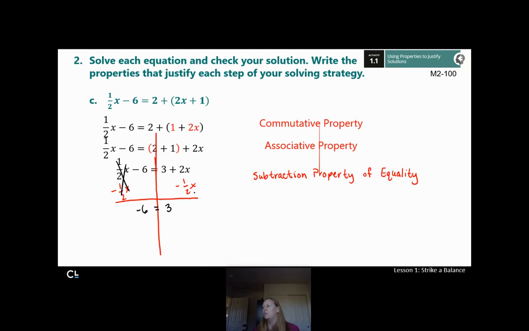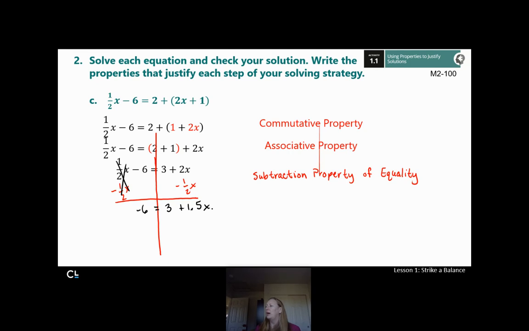2x minus 1/2 x. Well, 2 minus 1/2 is 1.5. But to make it easier, I'm going to write that as 1.5x. You could write it as 1 1/2 x. That would be okay too. It just starts to look funny. So I'm going to leave it as 1.5x. And always, if you don't believe me, you can use a calculator to check these things. I'm pretty good about that.